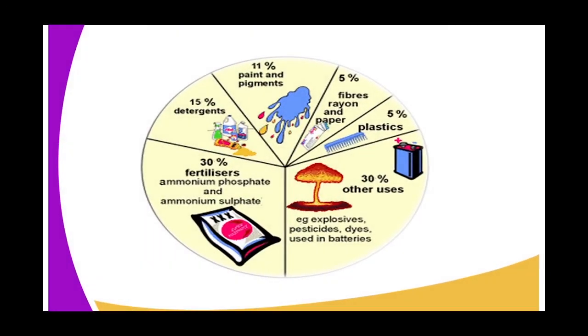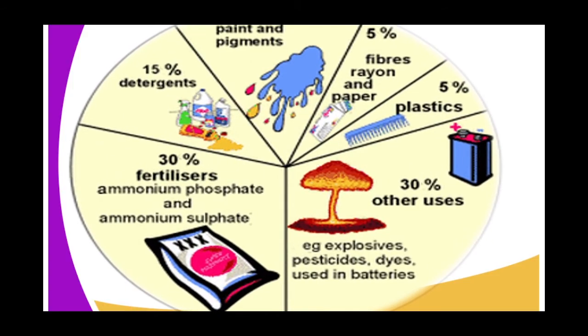And what are some of the uses of sulfuric acid? Sulfuric acid is used in the manufacture of fertilizers. It is used in the processing of metal ores. Number 3, it is used in the manufacture of detergents.